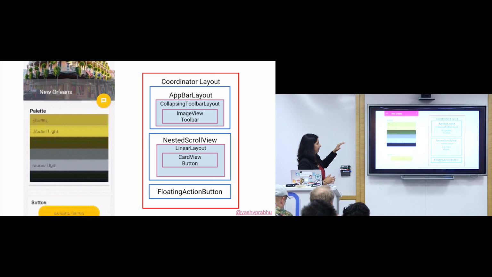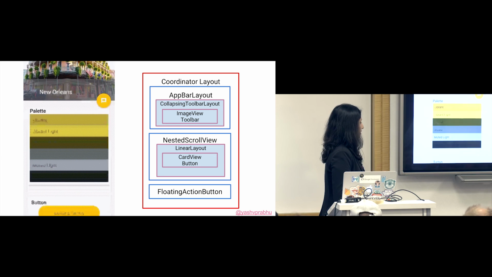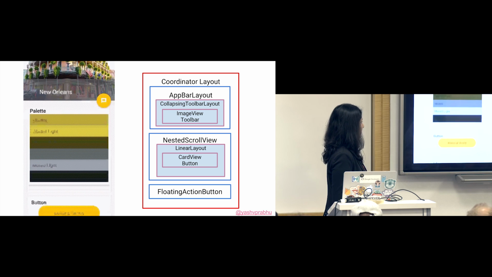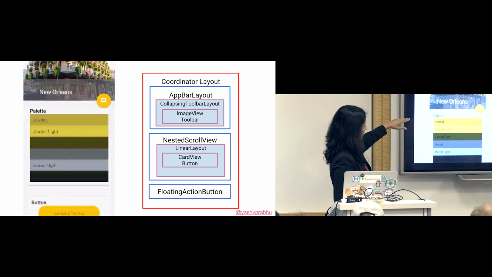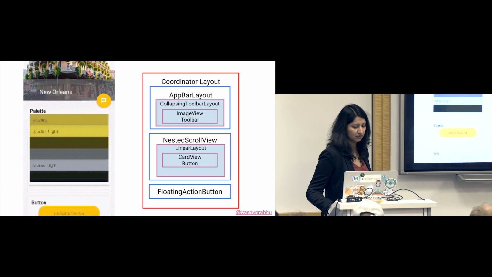Coordinator layout is your parent layout. You have an app bar layout, which has the collapsing toolbar layout because you want the toolbar which has the image view to collapse. And the collapsing toolbar layout has an image view and the toolbar. And then you have a nested scroll view, which is like a regular scroll view, but it handles all of the nested scrolling. And in that, I have added a linear layout, card view, button. You can add whatever you want in it. And then on top of that, you have the floating action button, which you can see disappears as you go up. So let's see how to do this.